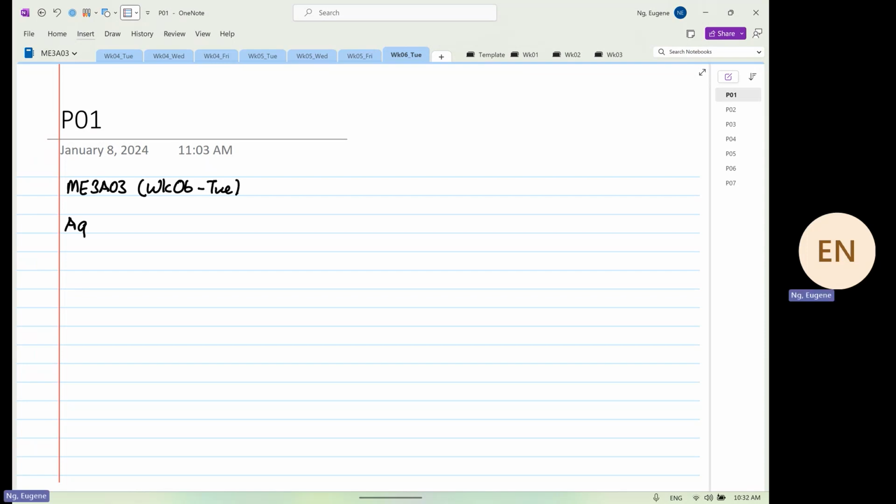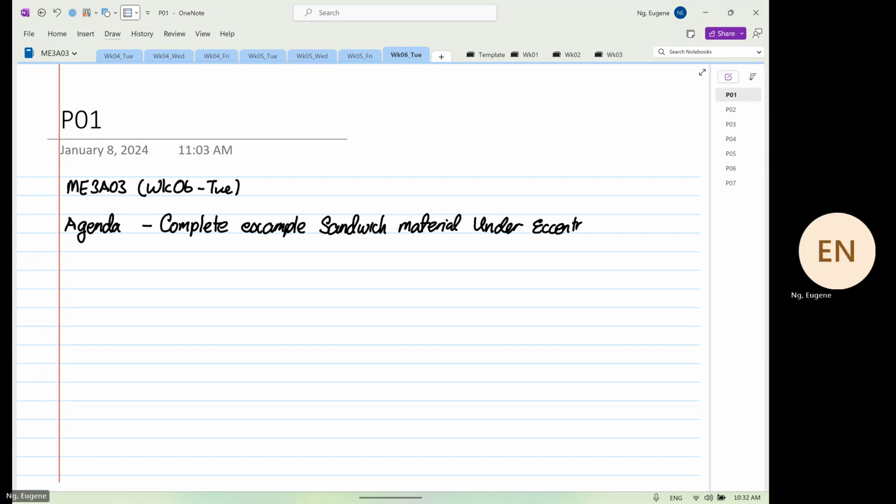So our agenda for today, we are going to complete the example on sandwich material under eccentric, unsymmetrical bending.